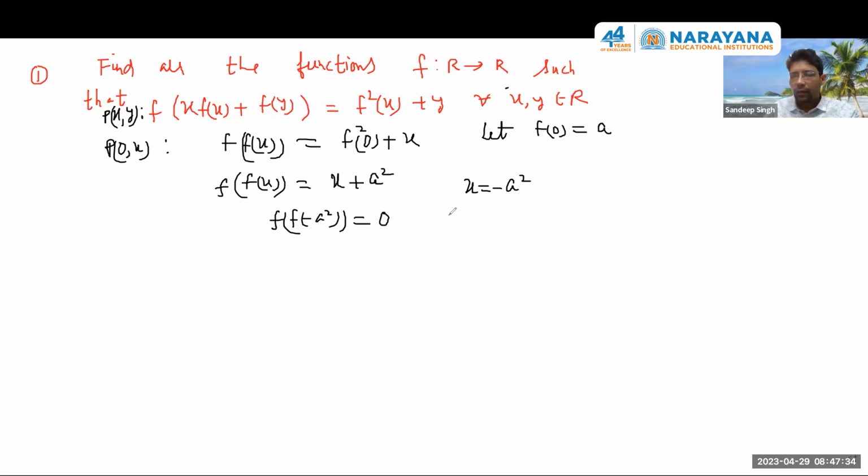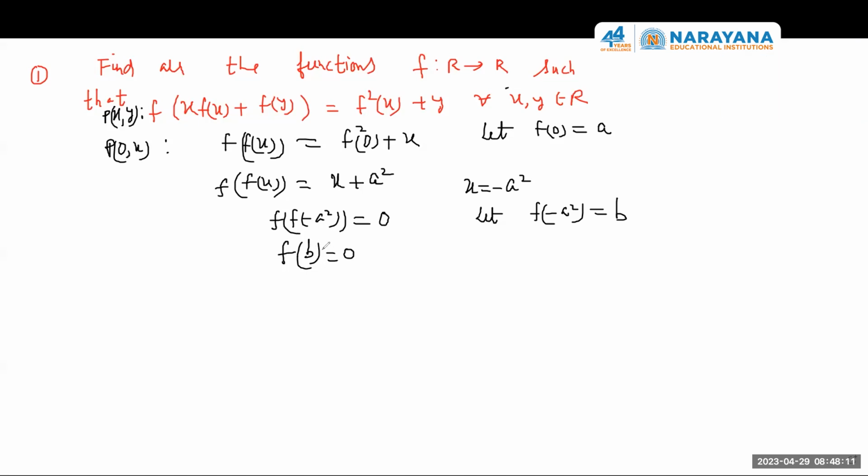See, what is the point over here? These are the values or boundary value conditions which will help us to obtain f of x. We substituted x as minus a square, so I am getting this relation. Now this is another constant, so let me put f of minus a square equal to another constant, say b. So now you have f of b equal to 0. Is it clear?